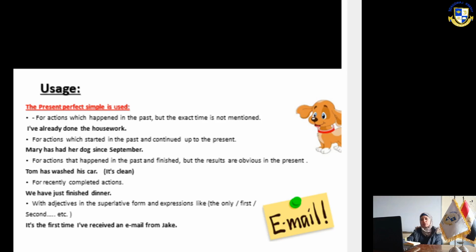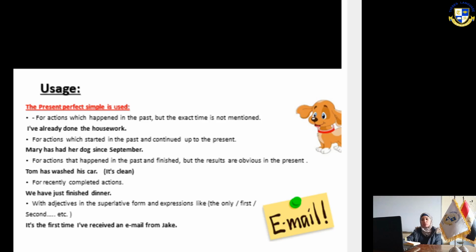Regarding the next usage, for actions which started in the past and continued up to the present. For example, you can say, Mary has had her dog since September. Okay, so now we have an action started in the past and continued up to the present. Let's move on to the next usage, for actions that happened in the past and finished, but the results are obvious or clear in the present. For example, you can say, Tom has washed his car. It's clean now in front of my eyes, so that's why I can use the present perfect.